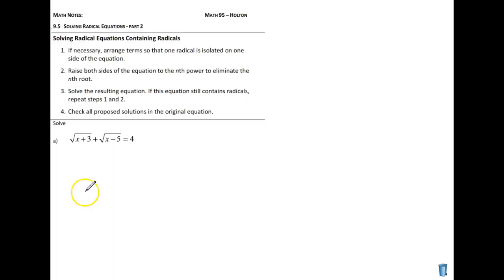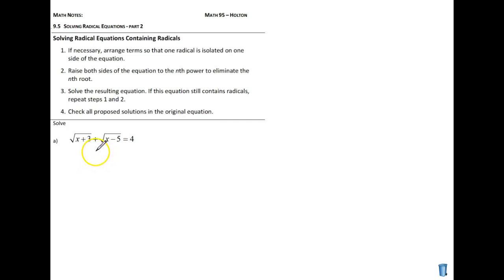In this video, we're going to continue on with solving radical equations. And reminding you of those 4 steps that we need to do, we mentioned in step 3 that you may have to repeat steps 1 and 2 more than once. And so I want to show you a problem where this is the case.